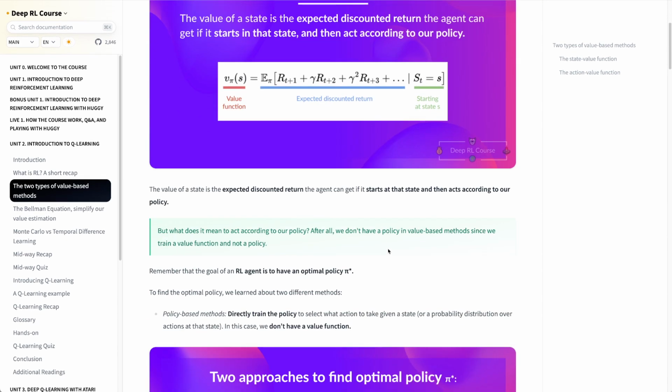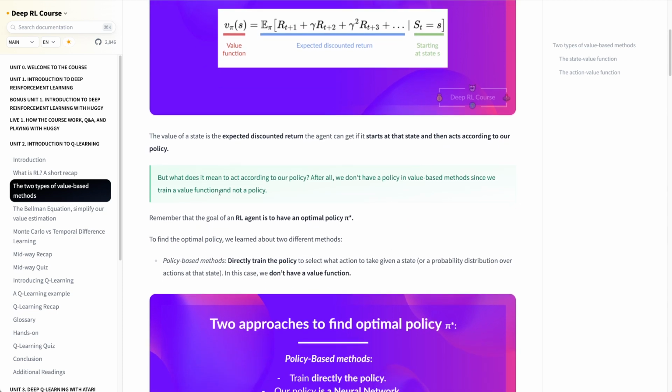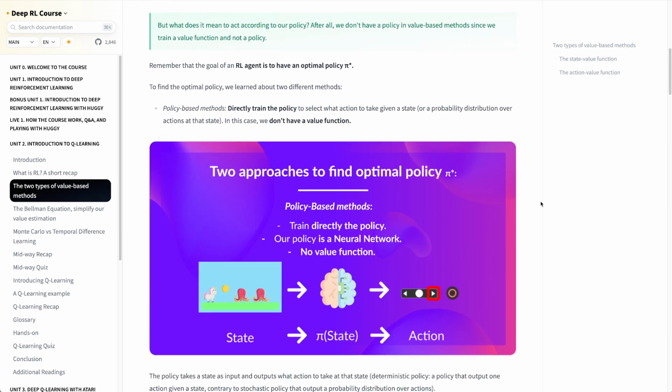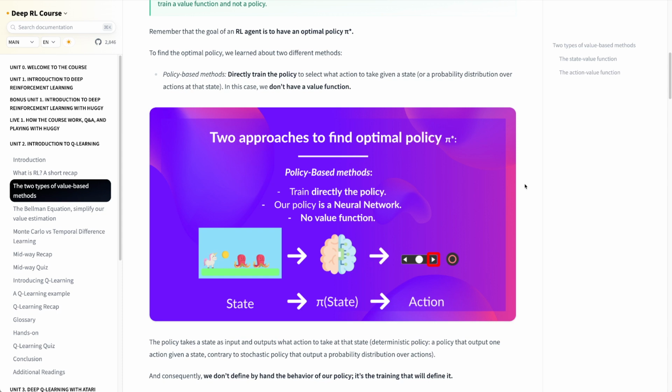Perfect. The value of the state is the expected discounted return the agent can get if it starts at a state and then acts accordingly to our policy. But what does it mean to act accordingly to our policy? After all, we don't have a policy in value-based methods since we train a value function and not a policy. Remember, the goal of the RL agent is to have an optimal policy pi. To find the optimal policy, we learned about two different methods.